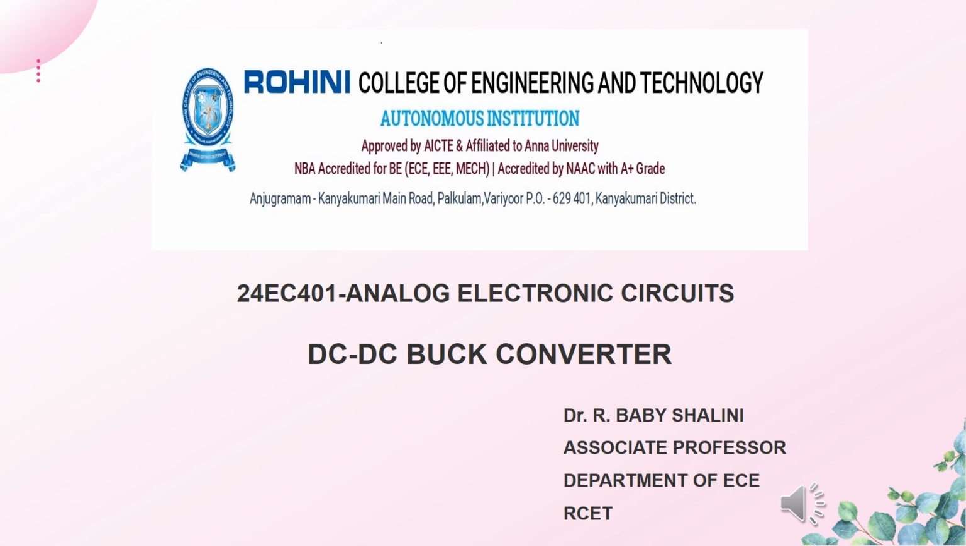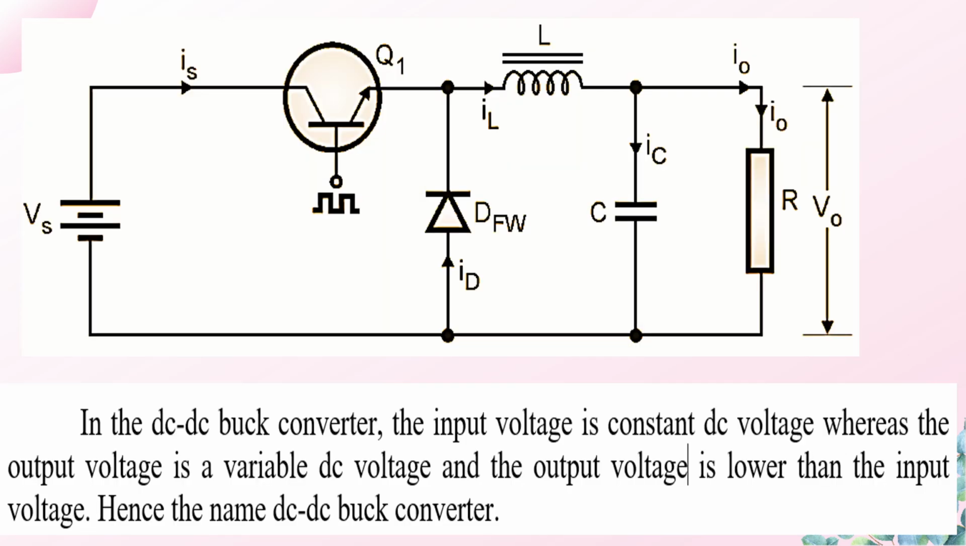In this lecture video, we are going to see about the DC to DC buck converter. This circuit diagram shows the DC to DC buck converter. In this, the input voltage Vs is a constant DC voltage, whereas the output voltage V0 is a variable DC voltage, and the output voltage is lower than the input voltage. Hence it is given the name DC to DC buck converter. So the important point is, in a buck converter, the output voltage is lower than the input voltage, and it converts the fixed DC voltage into variable DC voltage.